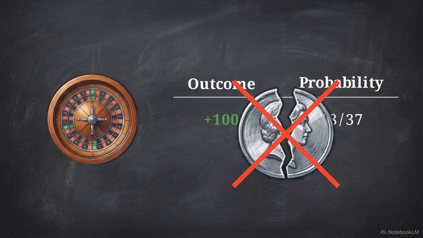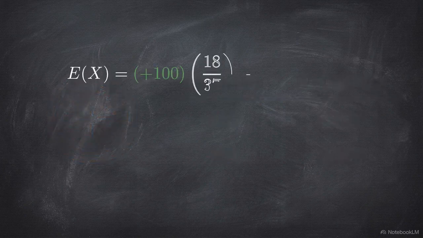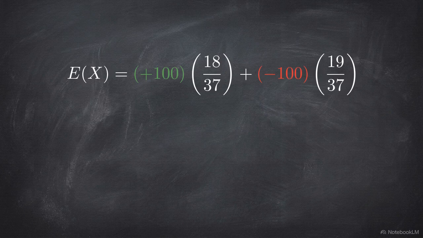Next, we map the losing scenario. It is easy to fall into the trap of thinking a bet on red is a 50-50 coin toss, but a loss happens if the ball lands on black or green. That makes the probability of a negative 100 outcome 19 out of 37.